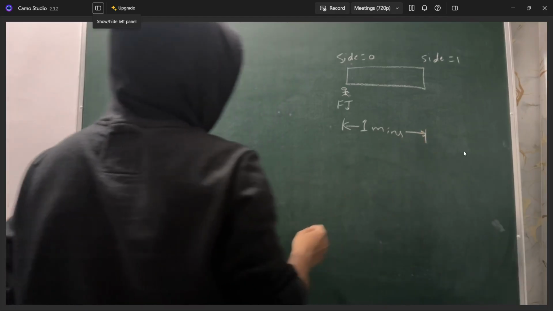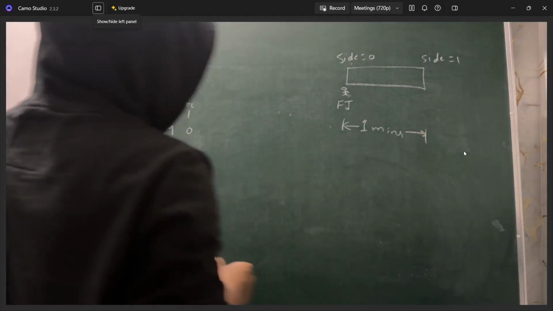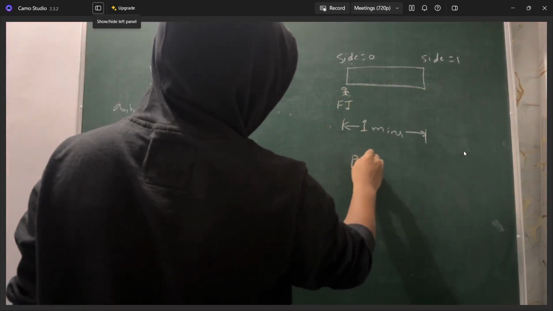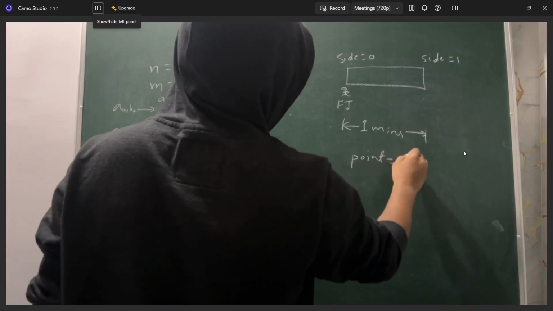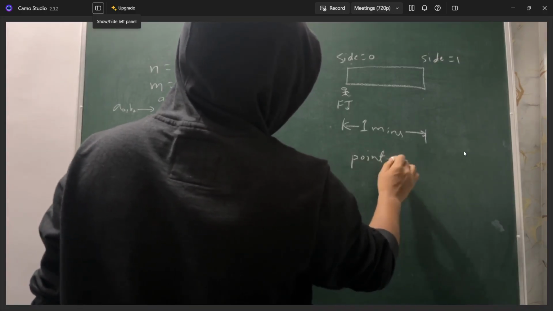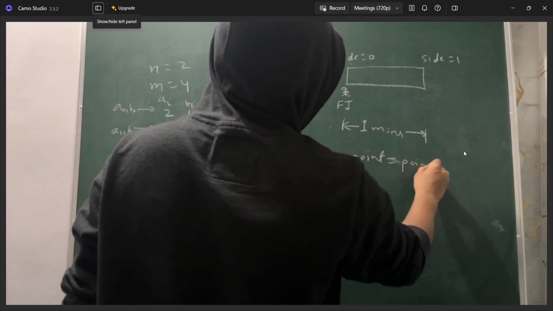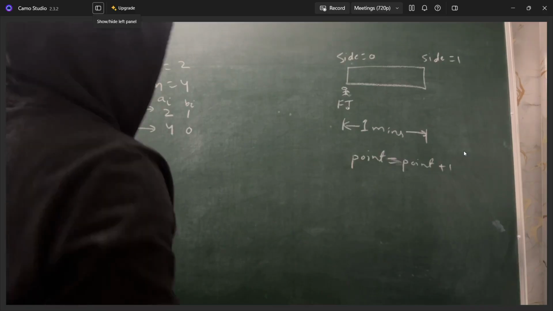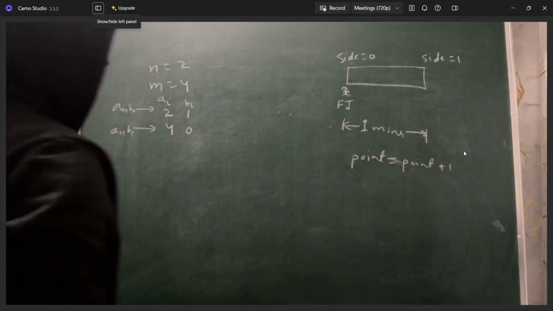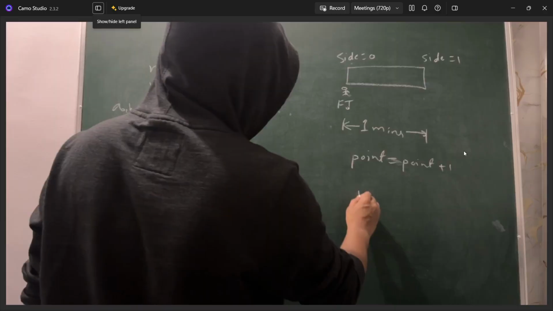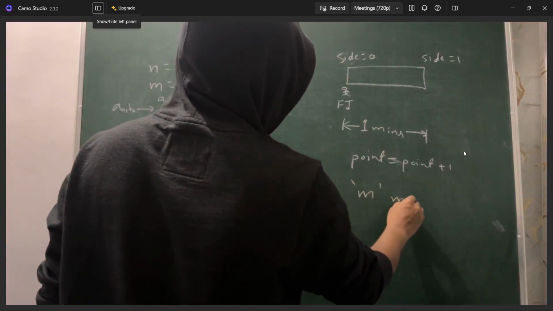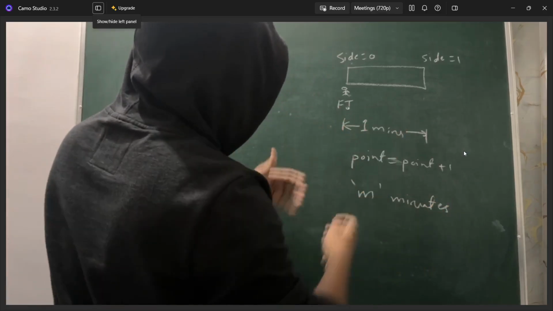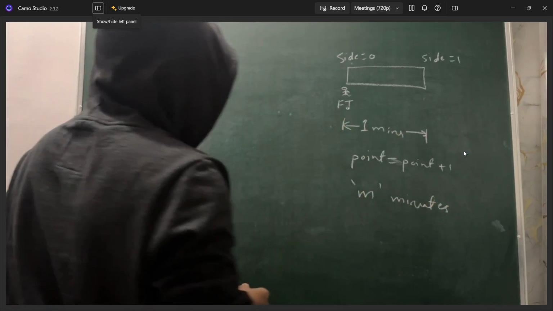And yeah, it will take 1 minute. What they're saying is that when he moves to the other end, the points he'll be gaining is points plus 1, which means 1 point basically he'll be gaining when he moves to the other side, and it requires 1 minute. And in m minutes, how many maximum points he may gain, that is the question that they have asked.